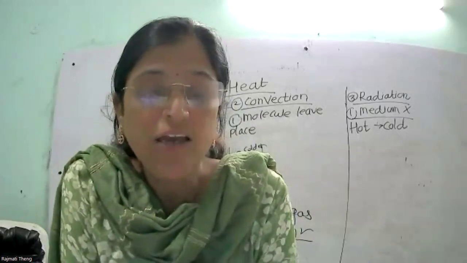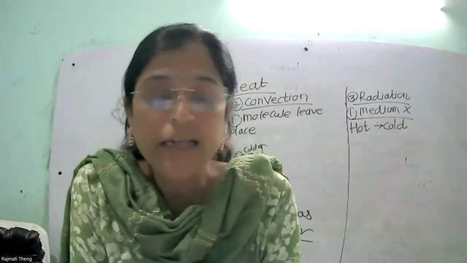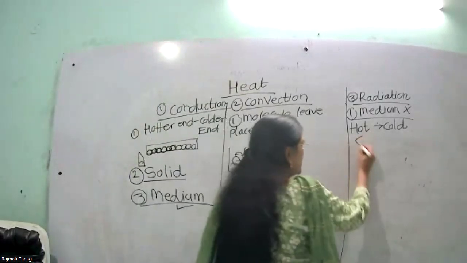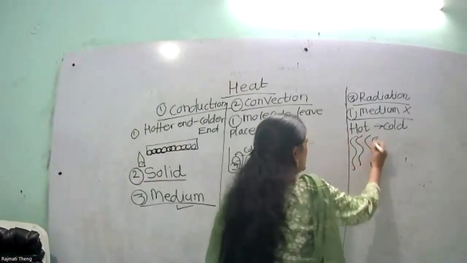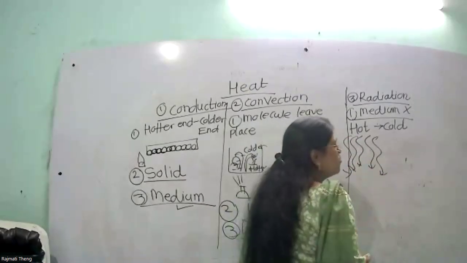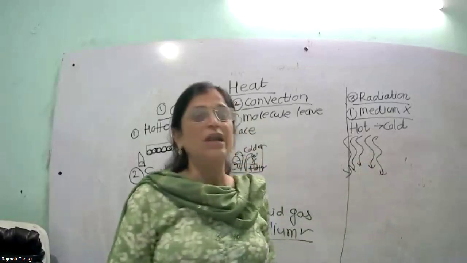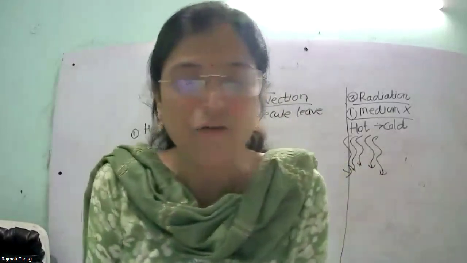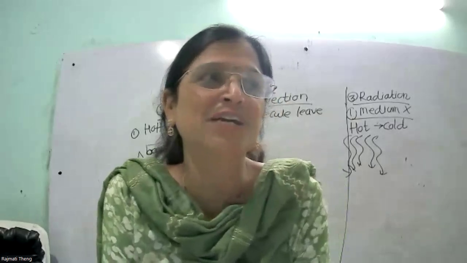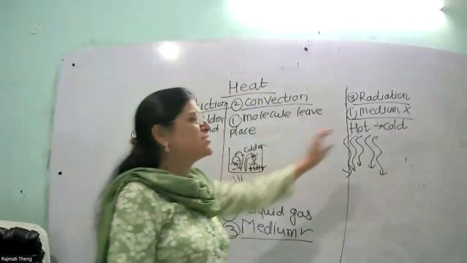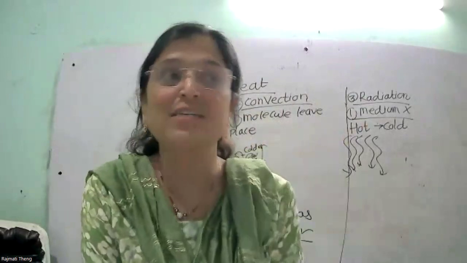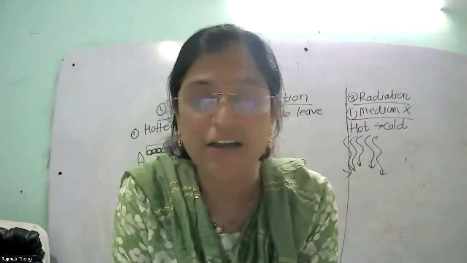Heat energy is emitted by the hot body in the form of electromagnetic waves. From any hot body, heat reaches us, but in which form is this heat? In wave form, and that is called electromagnetic waves. And it is the fastest mode of transfer of heat. Which is faster than conduction and convection? Radiation, because the waves are in the form of electromagnetic waves.